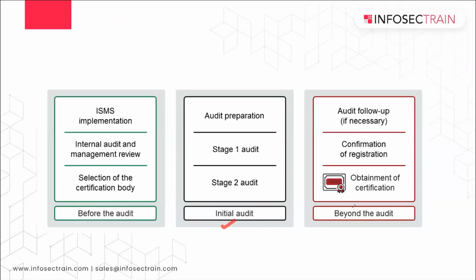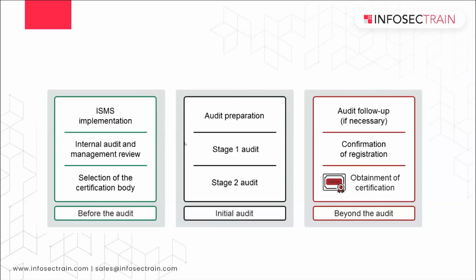Then we will be moving to stage number 3. Stage number 3 is about whether the audit has been followed up properly. Confirmation of the registry has been done. Once it has been done, you will be getting a certificate of ISO 27001. Your organization has been certified with an ISO 27001 standard. This is how you are going to proceed with a certificate. Now this certificate is for an organization, not for an individual. Again, one more thing, this is for an organization.